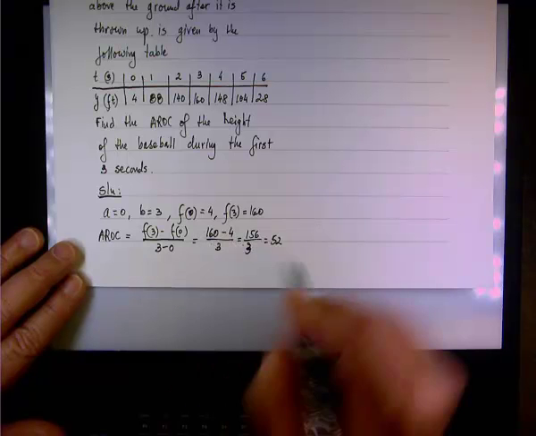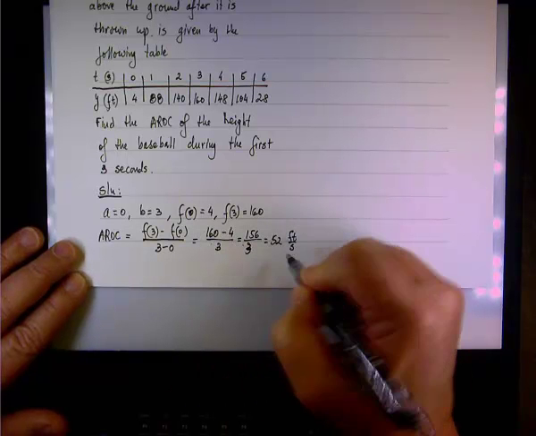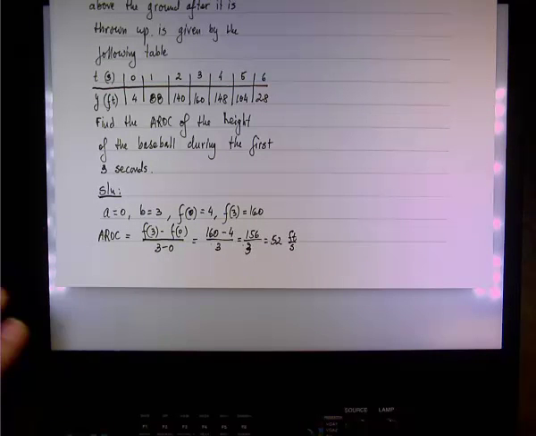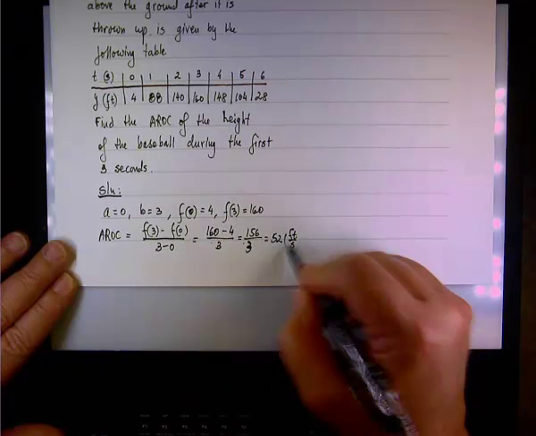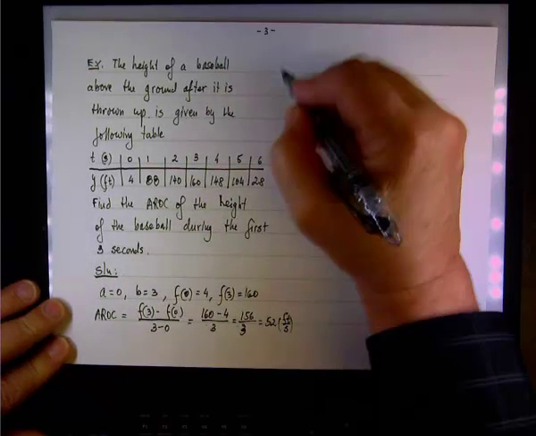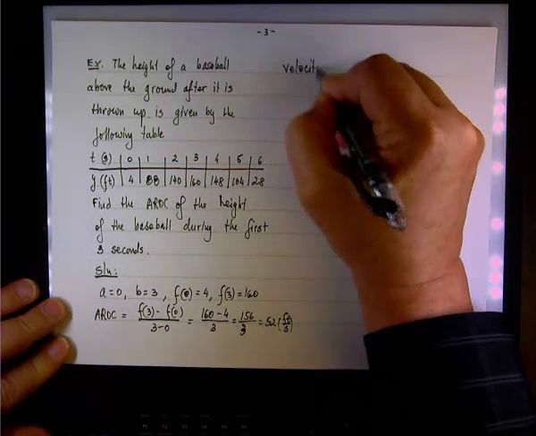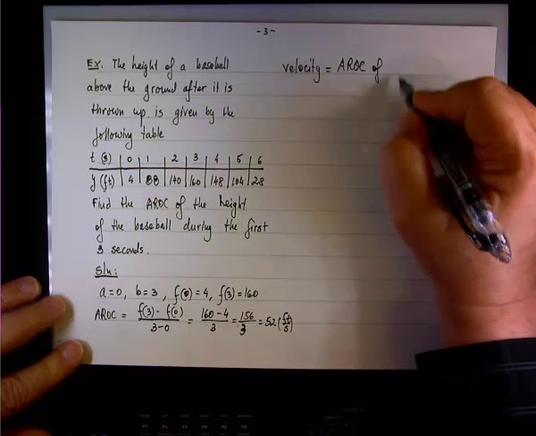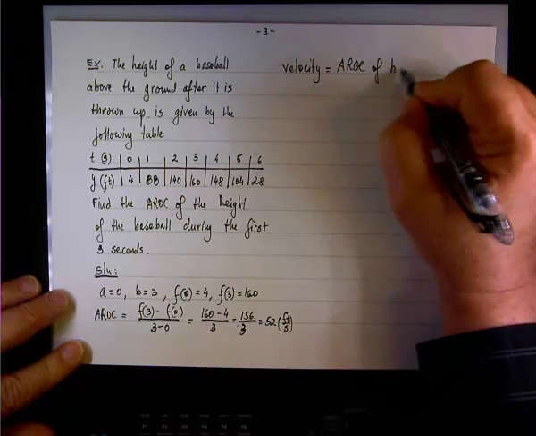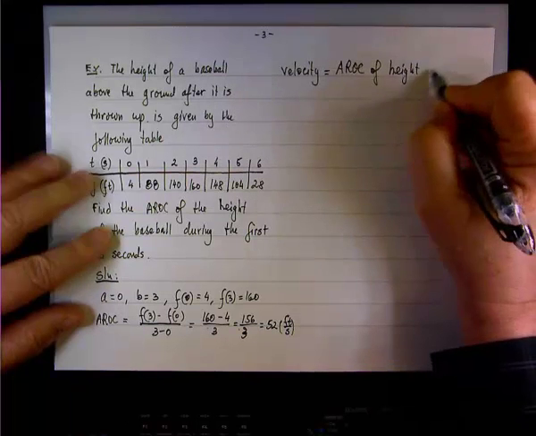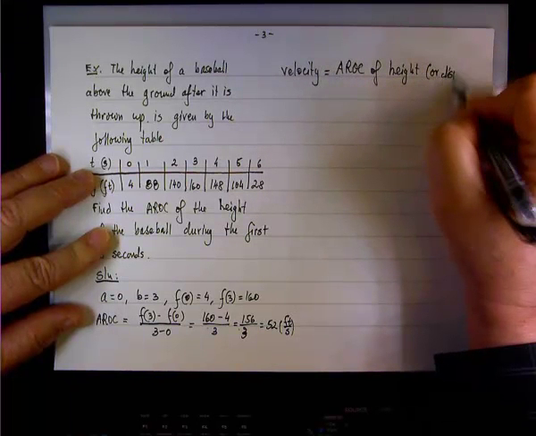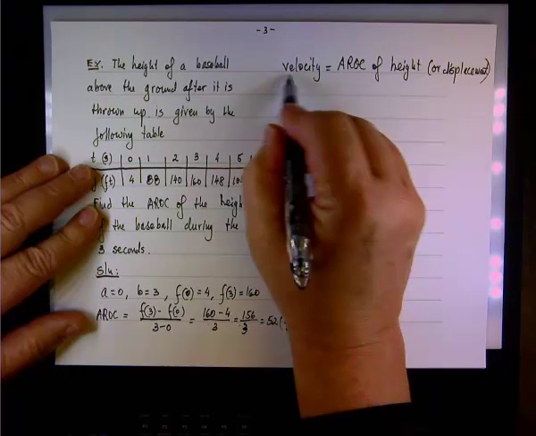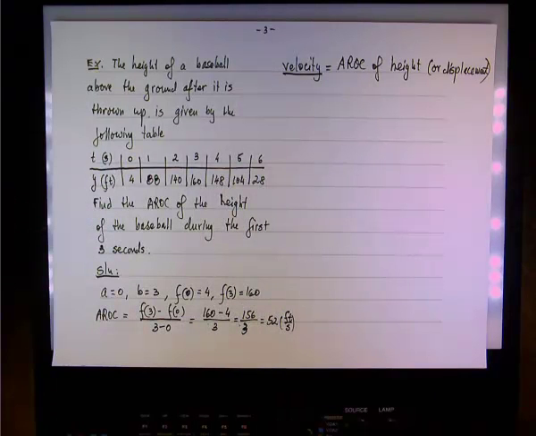And the units are, because we have height and time, feet and seconds. The unit will be feet per second, and it turns out the average rate of change of the height is the velocity. Okay, and from the unit we see that, and so we can make a comment here that velocity equals the average rate of change of height or displacement. Okay, so this is something that you'll see again in calculus quite a bit.